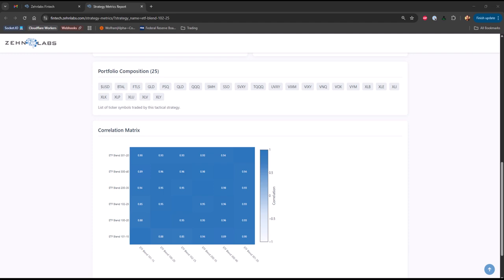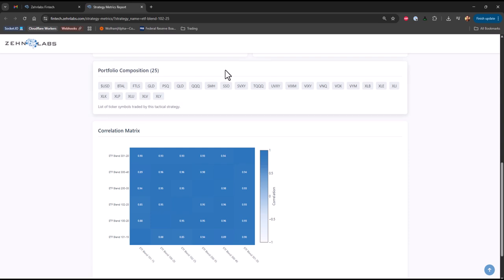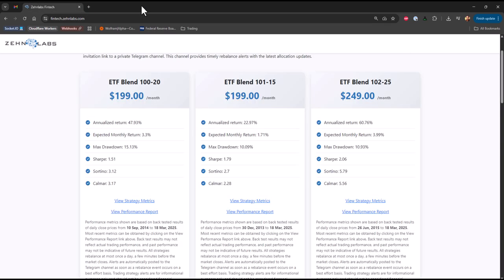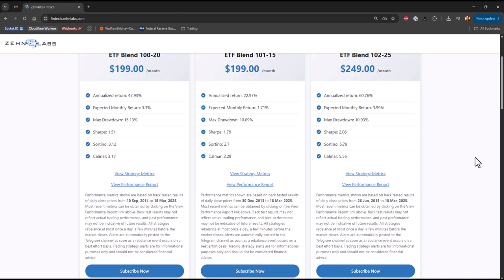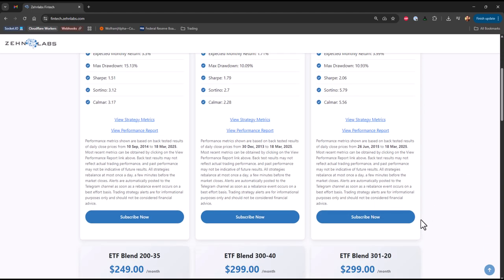All the strategies you see on our website are already very good tactical asset allocation strategies, but I strongly recommend that you go through this analysis on your own and pick the strategies that you like the best before signing up. The sign-up process is very simple. Make sure that you have the Telegram app installed on your device and your account is set up. Then once you have decided on a strategy to subscribe to, simply click on the subscribe button and follow the simple subscription process. Once your payment has been processed, you will receive a personalized, time-sensitive invitation link to a private Telegram channel. Join the channel to receive timely rebalance alerts with the latest allocation updates for your selected strategy.